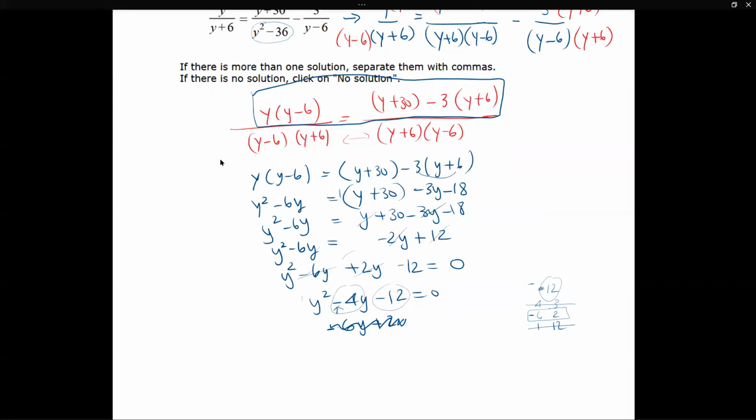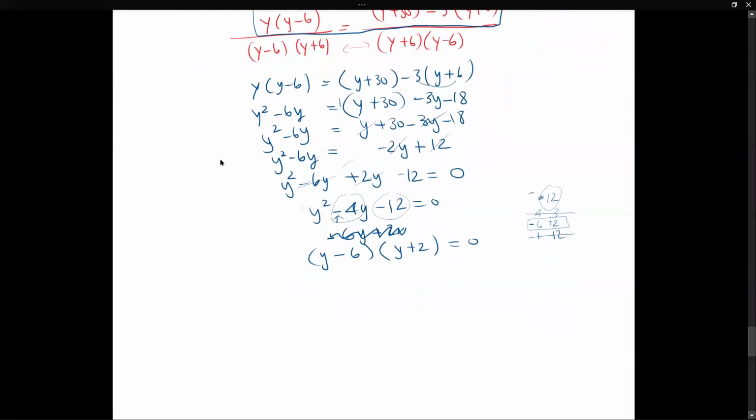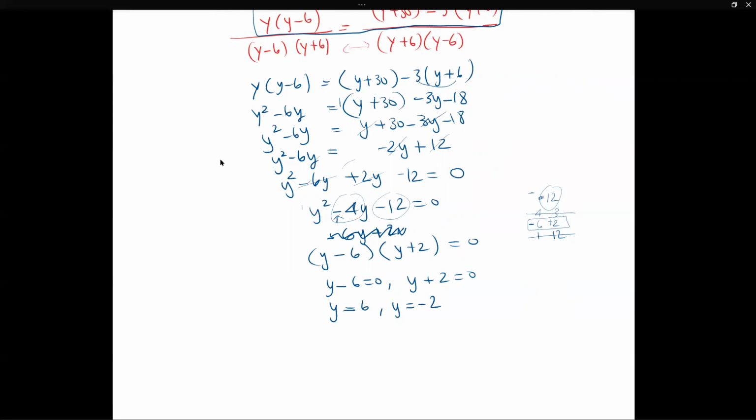Let's just do it directly. y minus 6 and y plus 2. This is a plus 2, right? So negative 6 times 2 is negative 12. Negative 6 plus 2 is negative 4. Then we use the product property to set each one to 0. And you get y equals 6 and y equals negative 2.